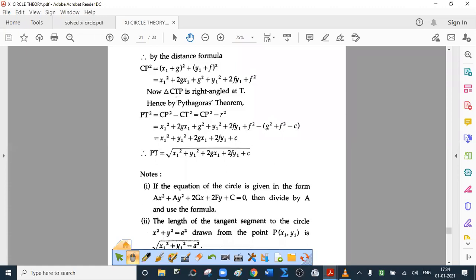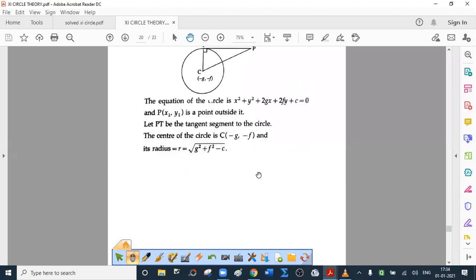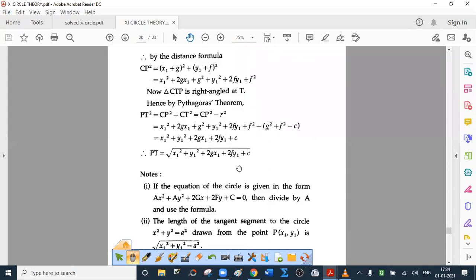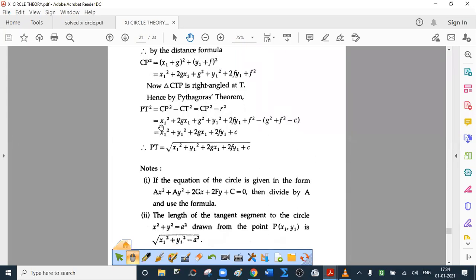Now triangle CTP is a right angle triangle at T. Hence by Pythagoras theorem, I will show this diagram again. See, what is PT square? It is CP square, which is obtained by distance formula, less CT square. CT happens to be the radius, right? So substitute the values. You will get PT square as what? x1 square plus y1 square plus 2gx1 plus 2fy1 plus c. So what is PT? Root of that, right?